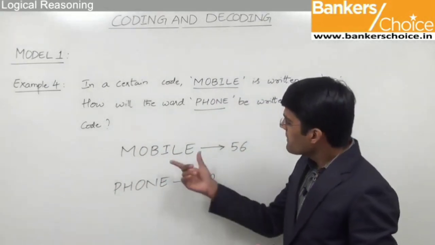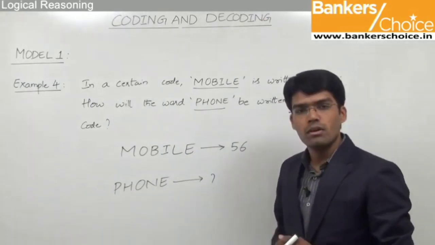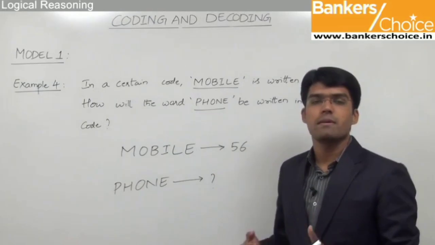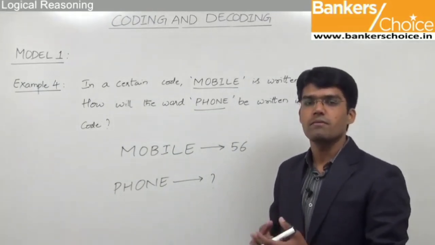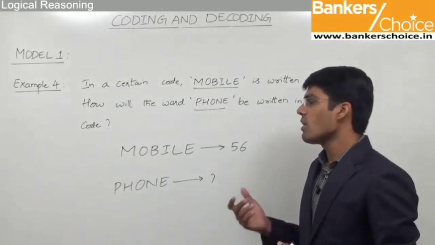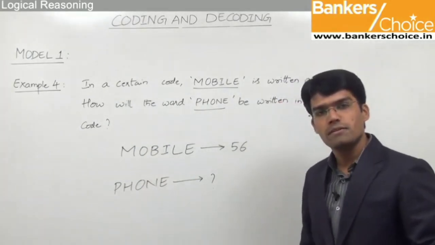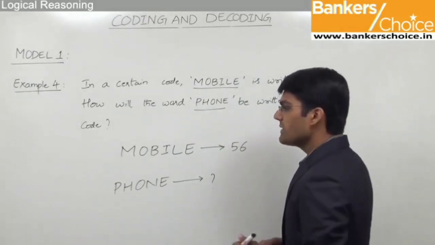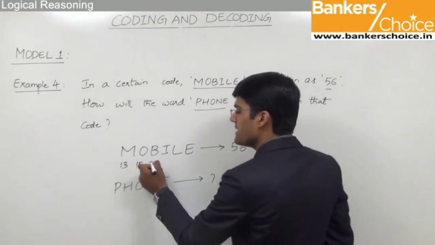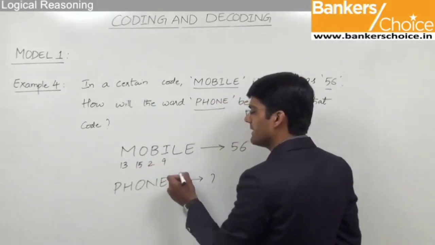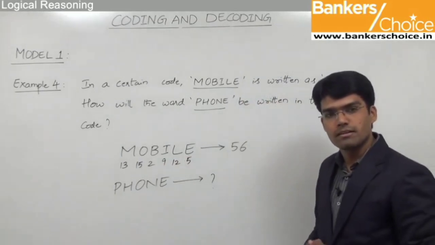Remember friends, whenever we have a 2 or 3 digit number as the coded form for the given word, the probable logic could be sum of the positions or the product or the average of the positions. So we can check with those logics and find out what can be the correct one. So let us first identify the position of the letters of the given word. As we know that M is the 13th letter, O is the 15th letter, B is the second letter, I is the 9th letter, L is the 12th letter, and E is the 5th letter as per the alphabetical order.